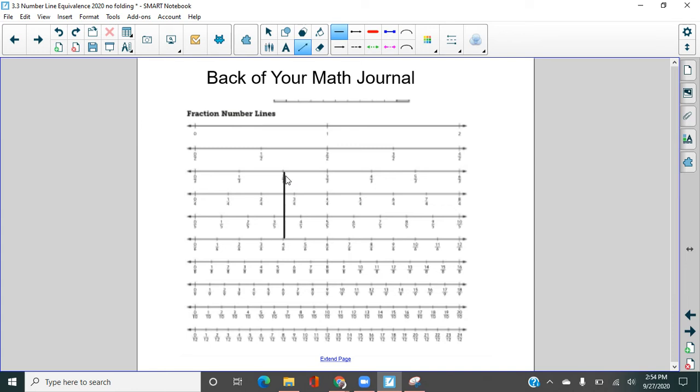Because I'm going to be asking you a lot over the next couple weeks, what's an equivalent fraction for 1/5? Well, you can just go in the back of your math journal, start at 1/5, and go straight down, and you'll run into 2/10. Okay, so this is a fabulous, fabulous tool.